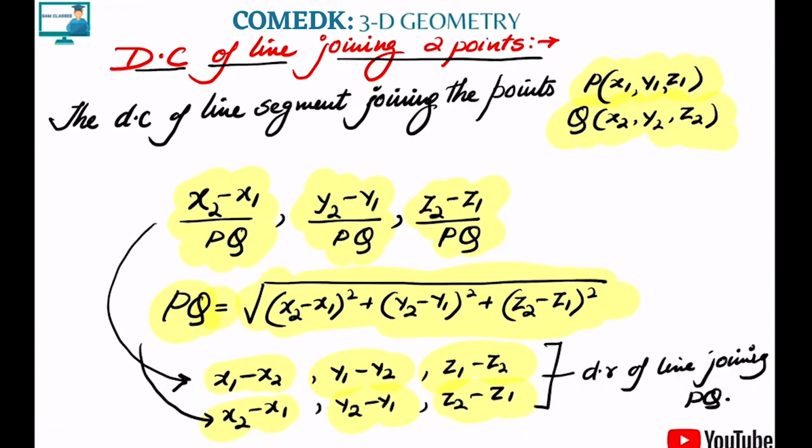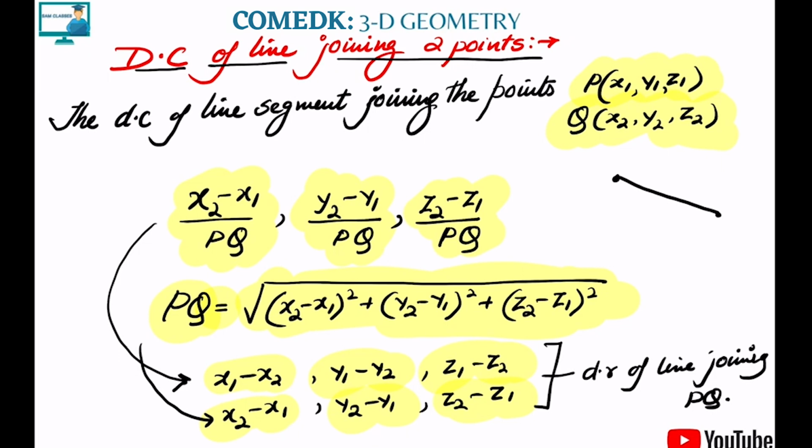Now see, we are doing it for one point. What about when we are making a line by joining two points? In that case, what will be the direction cosines and the direction ratios? Very simple. Just join these two points. So what will be the position vector? x2 minus x1, y2 minus y1, z2 minus z1.